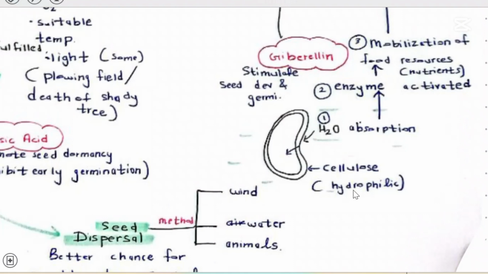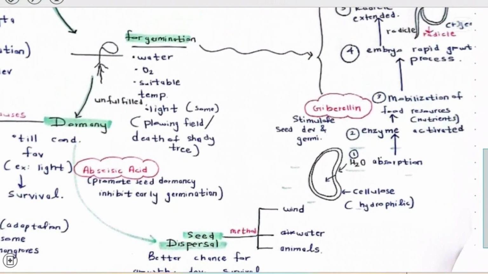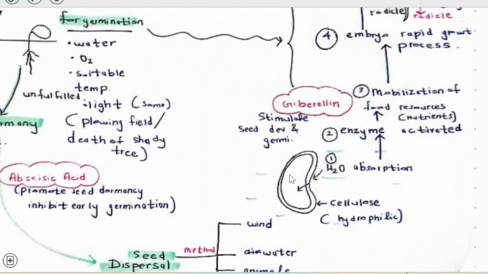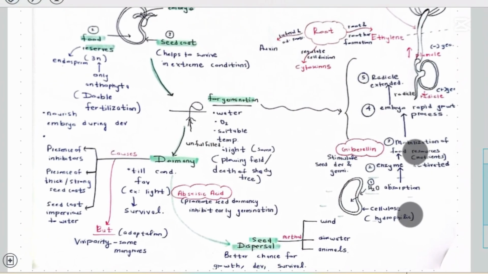So cellulose is going to absorb water. Cellulose cell walls are going to absorb the water. So first, it's going to be water absorption. When water is absorbed, water is going to activate the enzymes present inside. When the enzymes are activated, then what happens? The food resources are going to get mobilized, which means they are going to become more mobile, moving, right? They are going to start moving. And when the enzymes are activated and the food resources are mobilized, the embryo starts to grow rapidly. So the rapid growth process of the embryo starts.